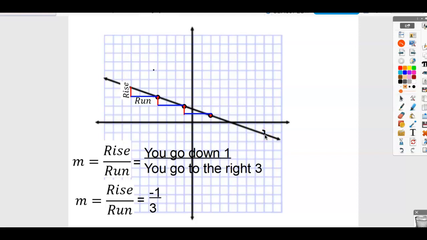And so here I go from any point on the line to another point on the line. I have to go down 1, so that would be negative 1, and I go to the right 3. I could also say I go up 1, positive 1, and to the left 3. Either way, I get the same answer. It's going to be negative 1 divided by 3.